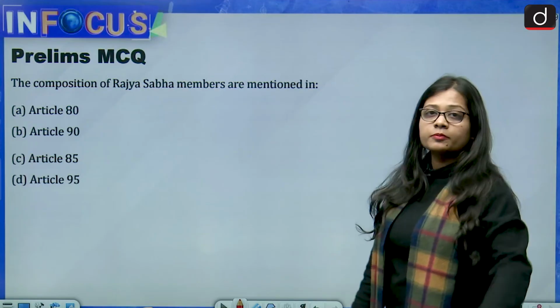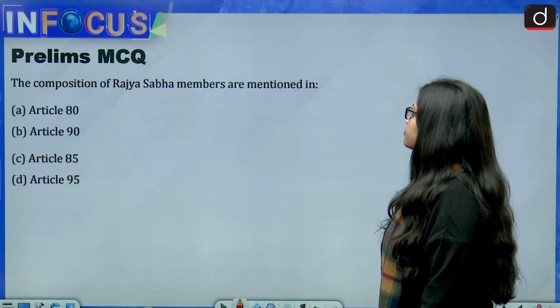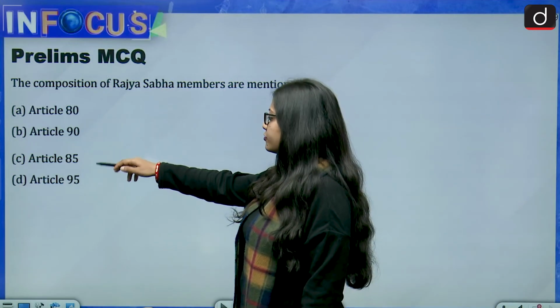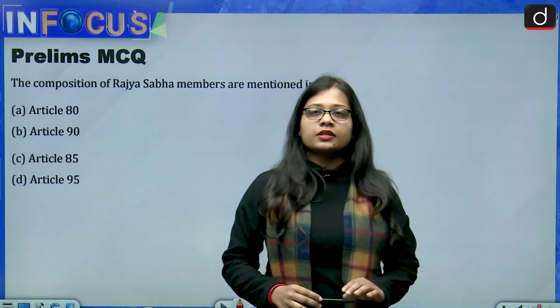Now in the end, a prelims MCQ, and you need to tell me the answer in the comment section. The composition of Rajya Sabha members is mentioned in which article of the Indian Constitution: Article 80, Article 90, Article 85 or Article 95? We have discussed this in the video, so you should be able to tell the answer very easily.